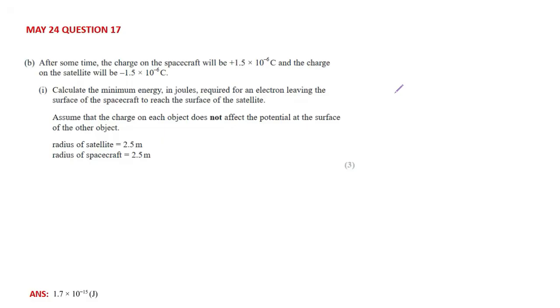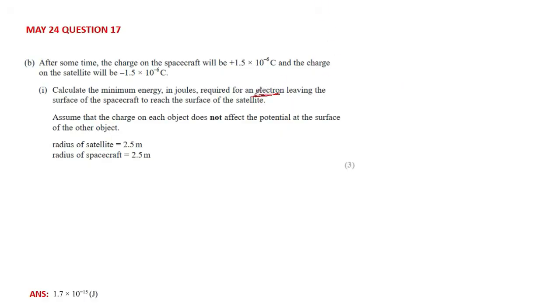Part B is also quite interesting, and it is based off the concept of electric potential. After some time, the charge on the spacecraft will be plus 1.5 times 10 to the power minus 6 coulomb, and the charge on the satellite will be minus 1.5 times 10 to the power minus 6 coulomb. Calculate the minimum energy in joules required for an electron leaving the surface of the spacecraft to reach the surface of the satellite.